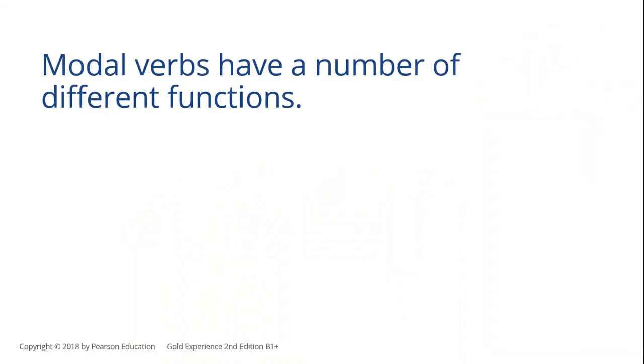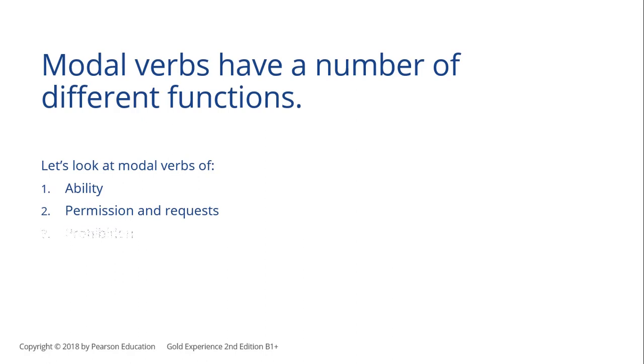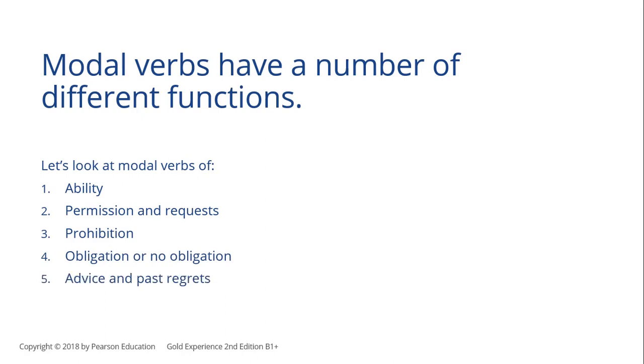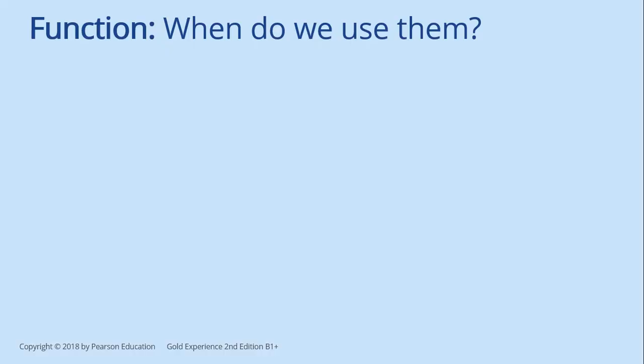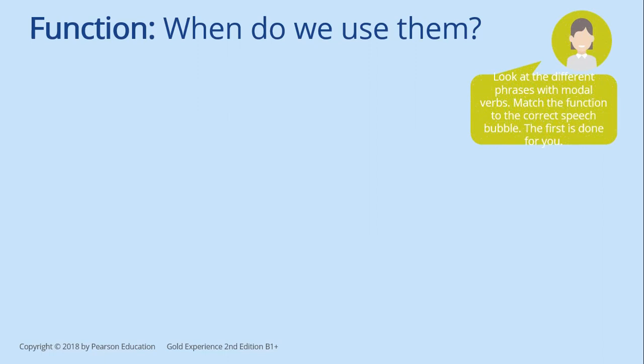Modal verbs have a number of different functions. Today, we will have a look at modal verbs of ability, permission and requests, prohibition, obligation or no obligation, and advice and past regrets. So, when and why do we use modal verbs? Look at the different phrases with modal verbs. Match the function to the correct speech bubble. The first is done for you.